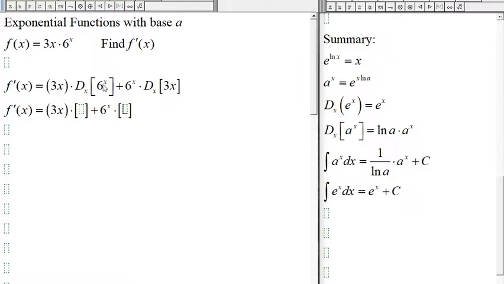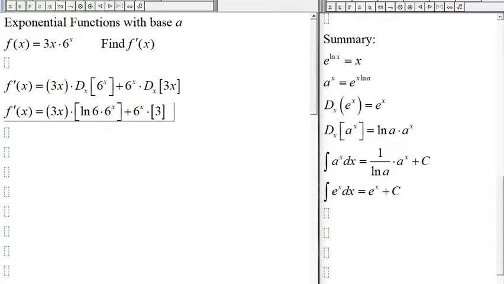This is an exponential function with base 6, and so it's just like this. It would be ln 6 times 6 to the x. And then the derivative of 3x is just 3. And this is the answer.